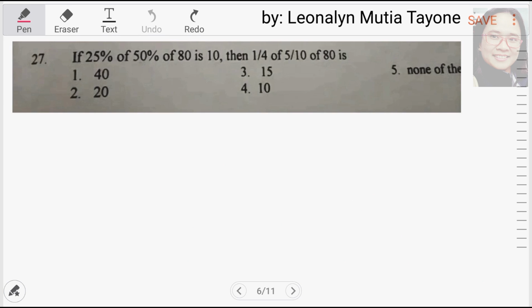Next, if 25% of 50% of 80 is 10, then 1/4 of 5 over 10 of 80 is what? Obviously, the answer here is 10. Ang 1/4, yan din si 25%. Ang 5 over 10, that is equivalent to 1/2, that is also 50%. 80, so the answer is 10.